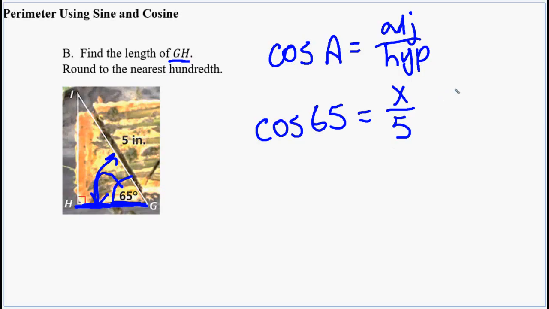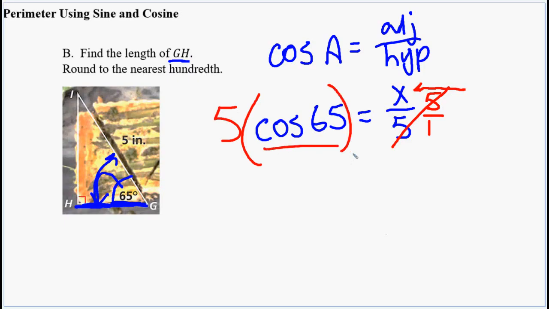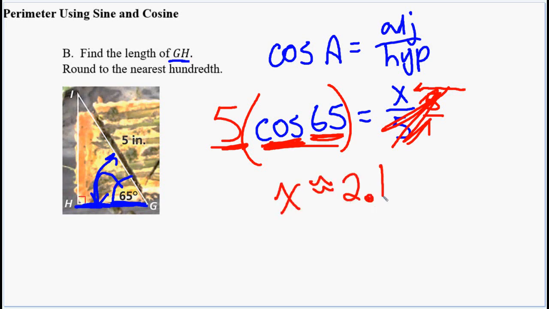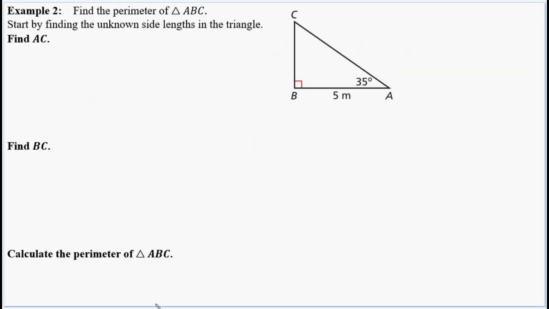So in this scenario, our numerator is the variable. So in my opinion, this is the easier one to solve. We're going to multiply both sides by 5. So over here, we're going to have 5 times the cosine of 65 is equal to x. So we can just punch that in our calculator, 65, hit the cos button, multiply that by 5, and you should find x to be about 2.11. Or again, we should label that GH. We are trying to find side GH. That is approximately 2.11. The side you have and the side you want.